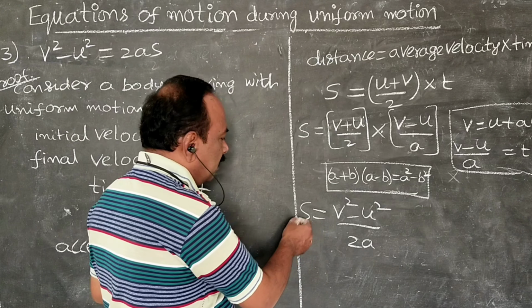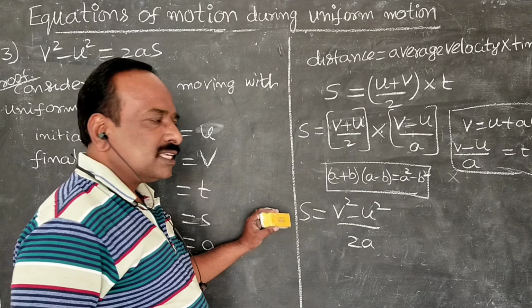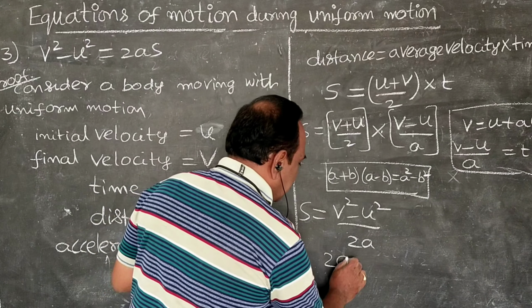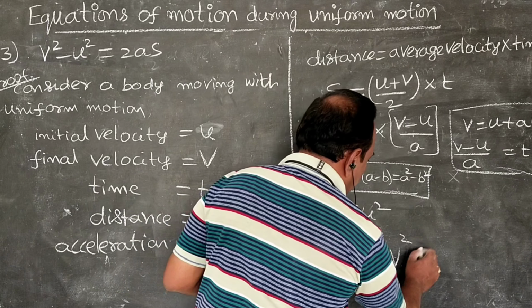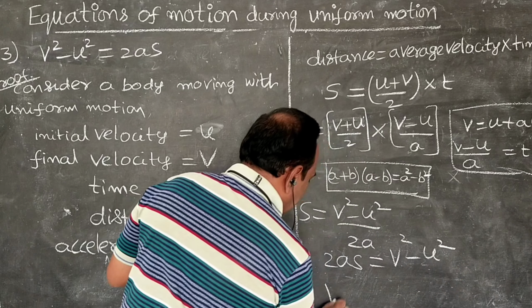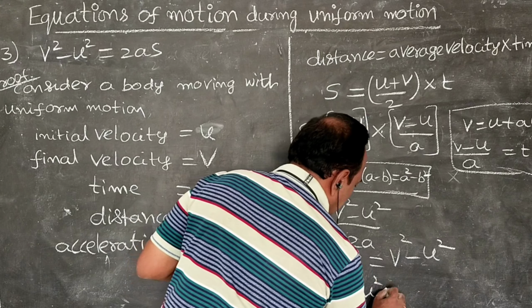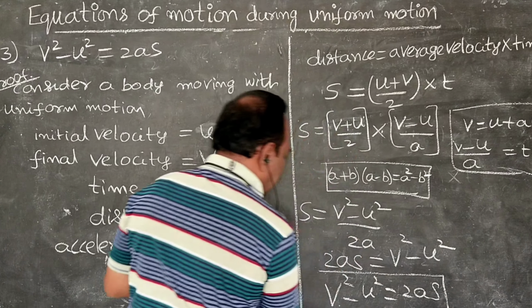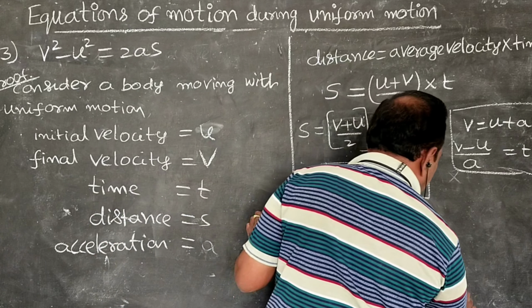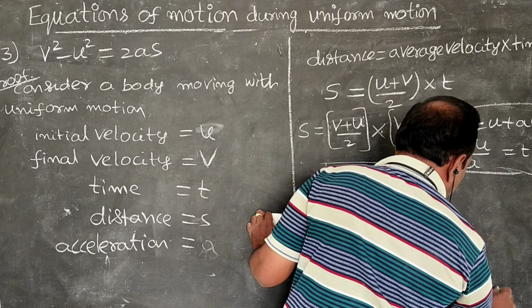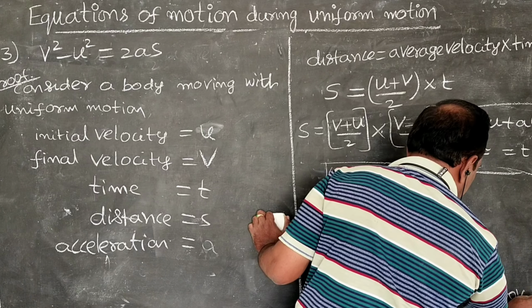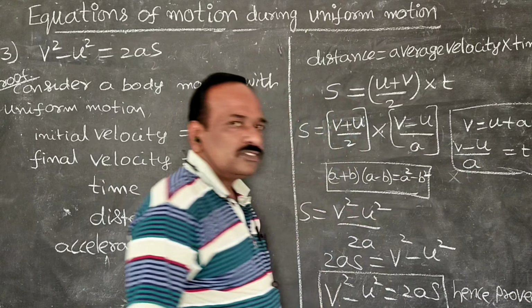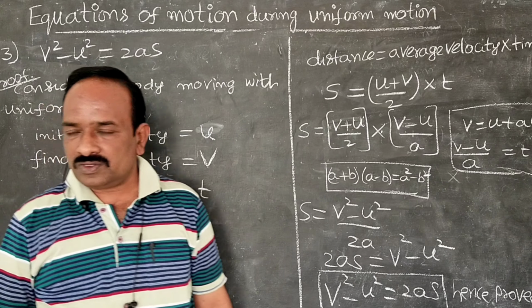Already s is there on the left side. So 2a will go to that side and be multiplied. So 2as equal to v square minus u square. So v square minus u square equal to 2as, simply derived. Hence proved. This is called the third equation of motion, a simple derivation.